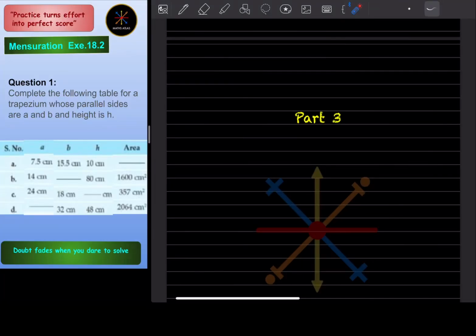Today let us start part 3, and we'll see exercise 18.2. So just have a look at question number 1 on the left side. That is, complete the following table for a trapezium whose parallel sides are A and B and height is h. So now let us see the A part of it.